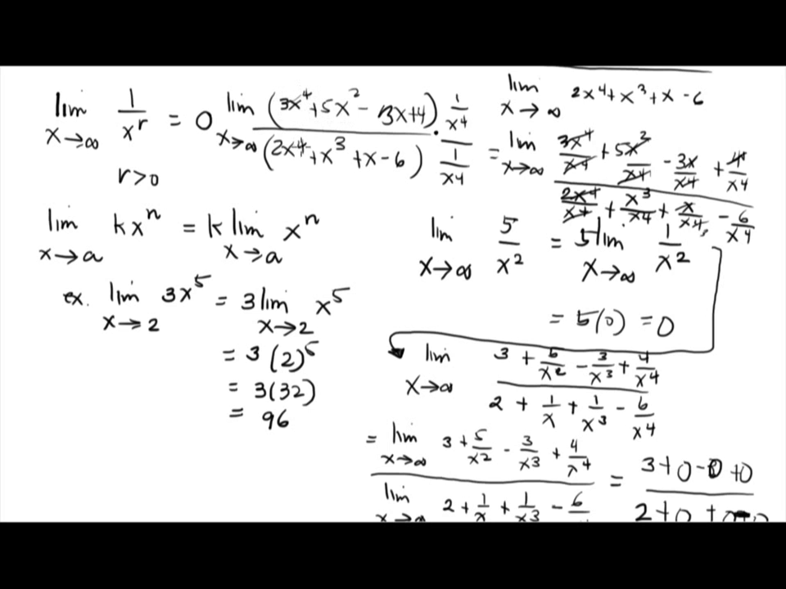So x to the 4 definitely is the highest, so we divided it by x to the 4. And that will be the same thing even if you have x to the 5, x to the 6. You just have to check which one has the highest degree. Then you divide each term by that highest power.